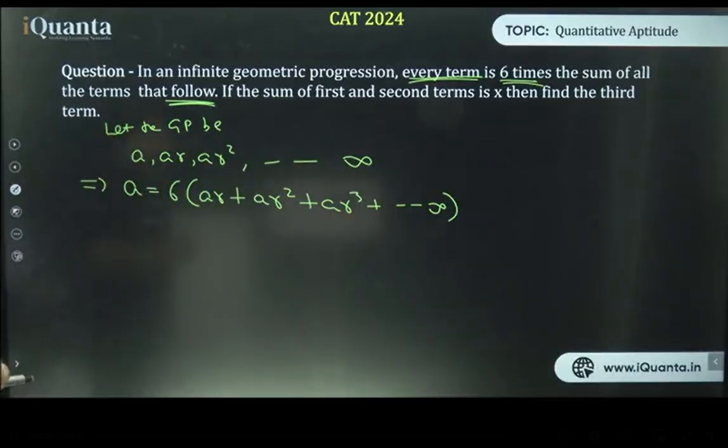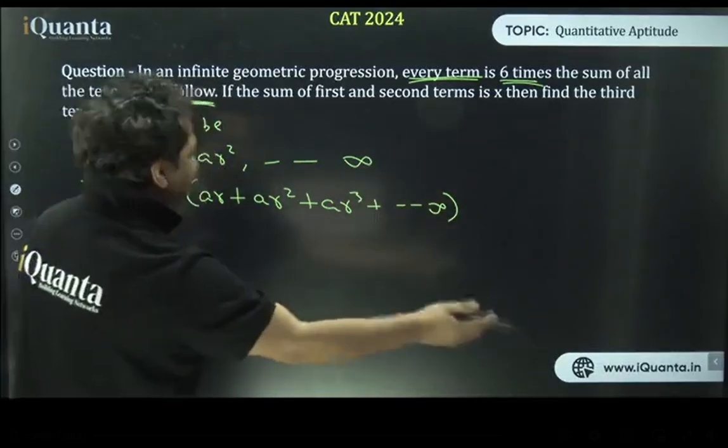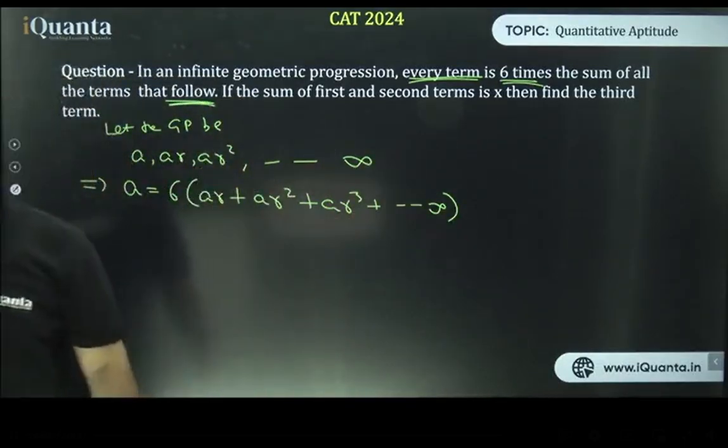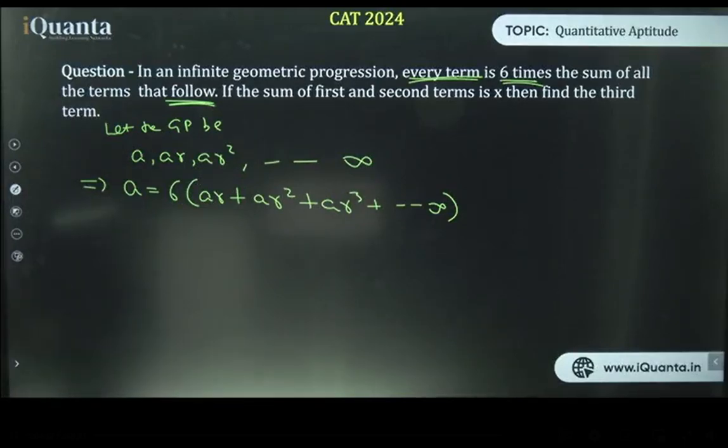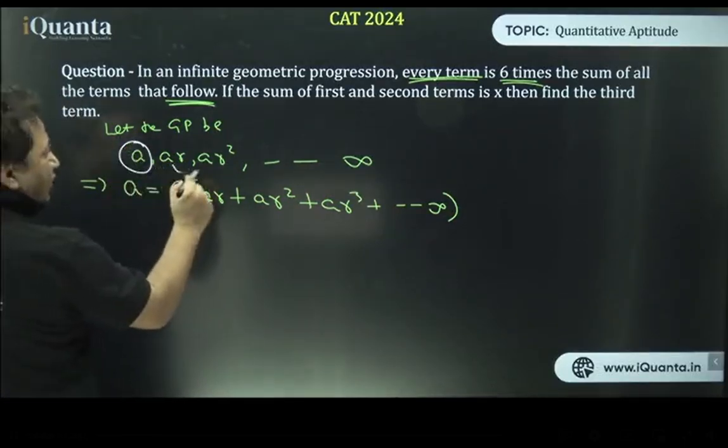समझ में आया? इस जीपी में कोई भी टर्म उठा लो कहीं से भी, वो अपने आगे वाले टर्म्स का, the terms that follow, उनके सम का 6 गुना होगा. Is it? If the question is clear, solution will automatically be clear. Riti, Janvi, and Satyajit, is it making sense now? So basically, if I choose the first term, this will be 6 times sum of all the terms that follow.